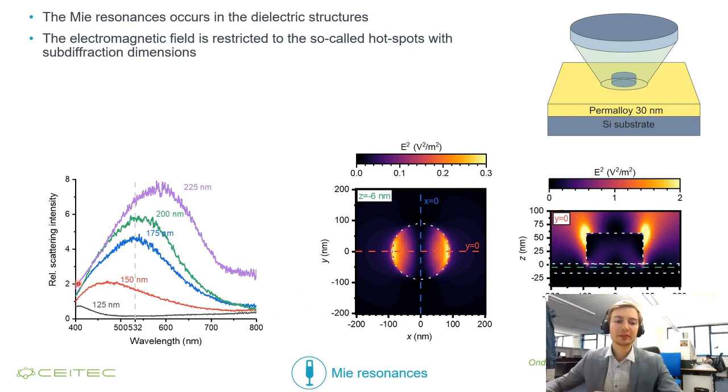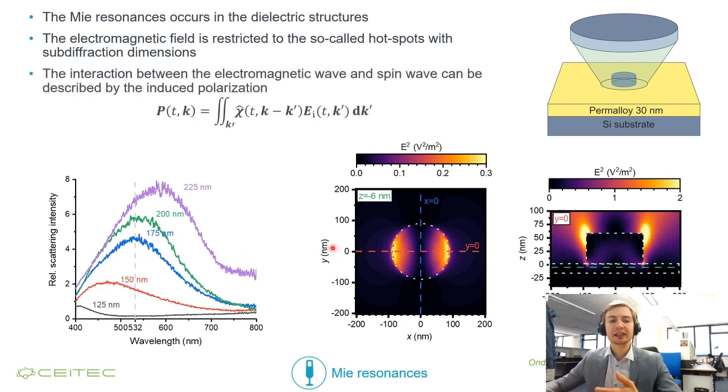So here we can see the sweep through the diameters of the disks, and we can see that the resonance condition is fulfilled for 532 nanometers, which is our used laser wavelength, for the diameter of 175 nanometers. So that's the reason why we use that for all the experiments.